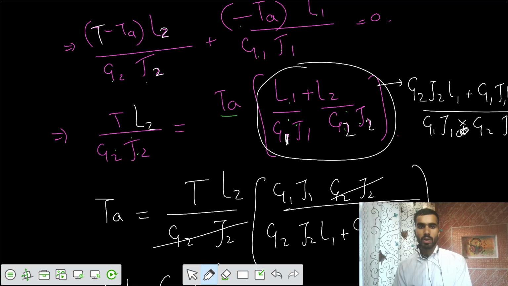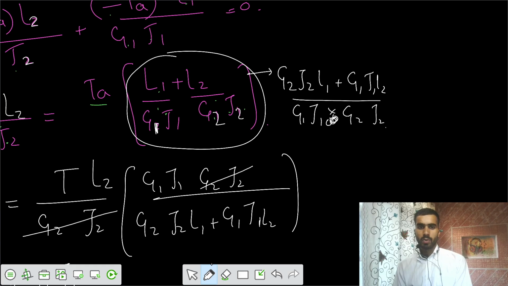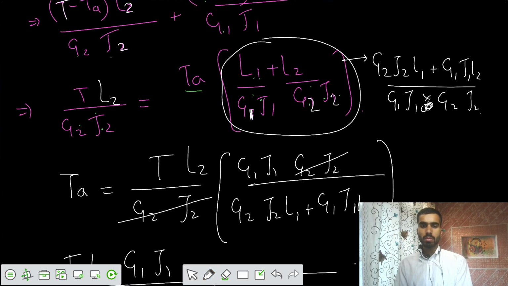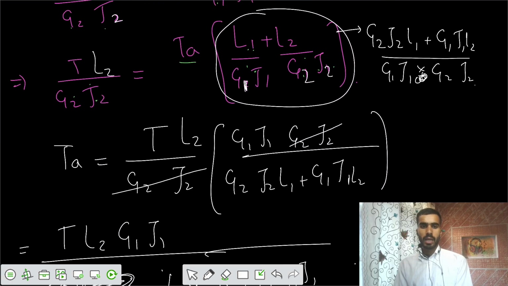Yeah, everything is perfect. So you can solve this part. You can get (G2 J2 L1 plus G1 J1 L2) divided by G1 J1 G2 J2. Then from this side, you have this part, and you can write T minus TA L2.